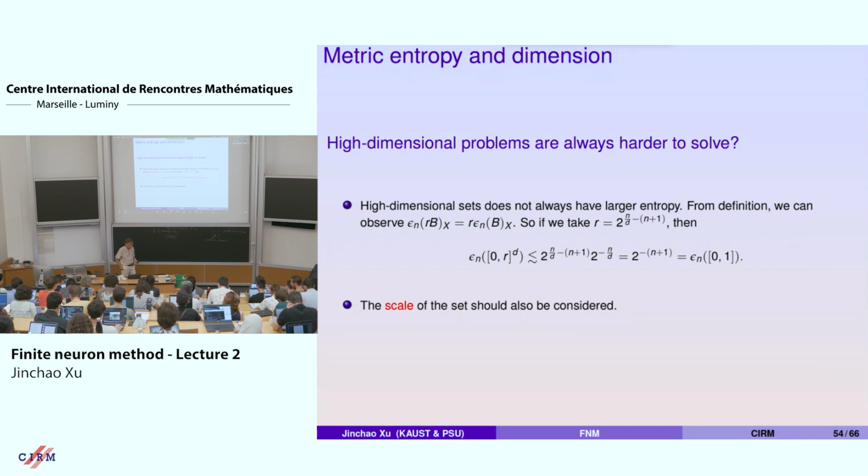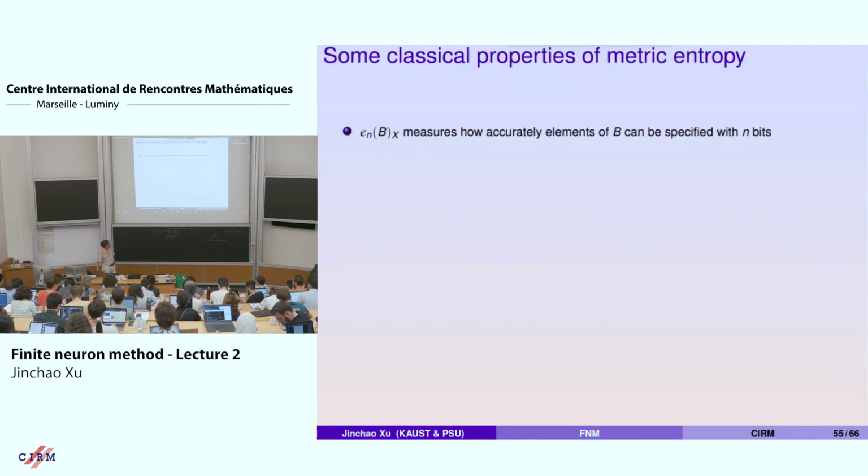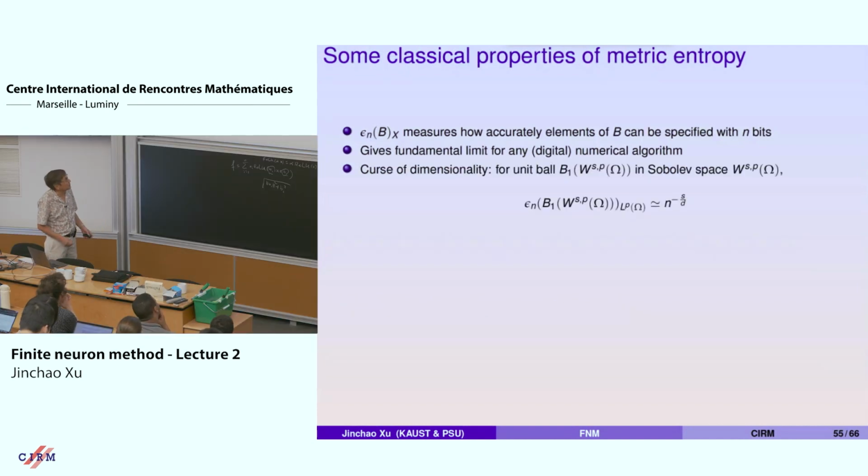So if you're talking about high dimensional functions, if it's a constant function in high dimension, it's still pretty easy to approximate. If you're talking about a high dimensional function which is extremely smooth, or like a linear function, it is not hard either. So metric entropy is one way to measure these things.